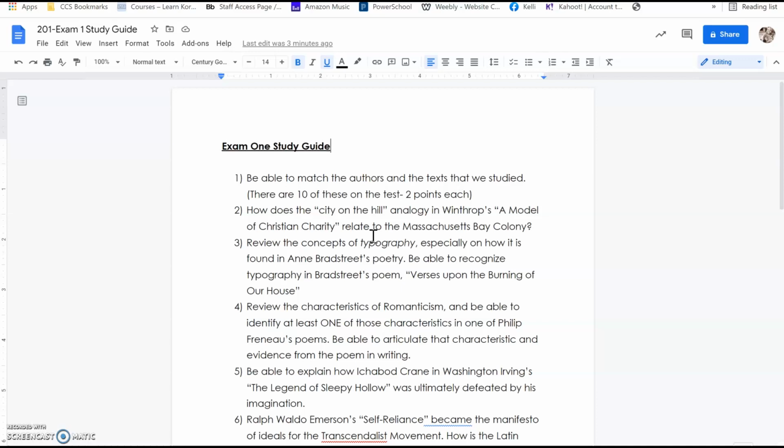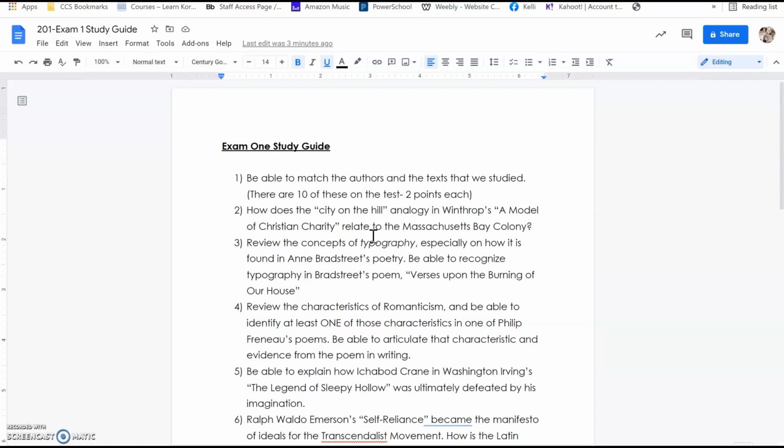We discussed that city on a hill. I think that you wrote a response on it, or it was one of the options for a response in that first discussion week post that we did. So how does that analogy relate to the Massachusetts Bay Colony? What was it exactly that Winthrop planned for the Massachusetts Bay Colony to be, and how is that like the city on the hill?